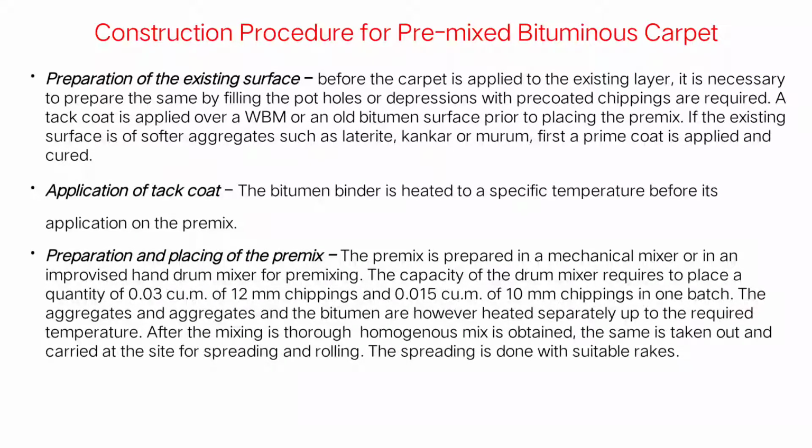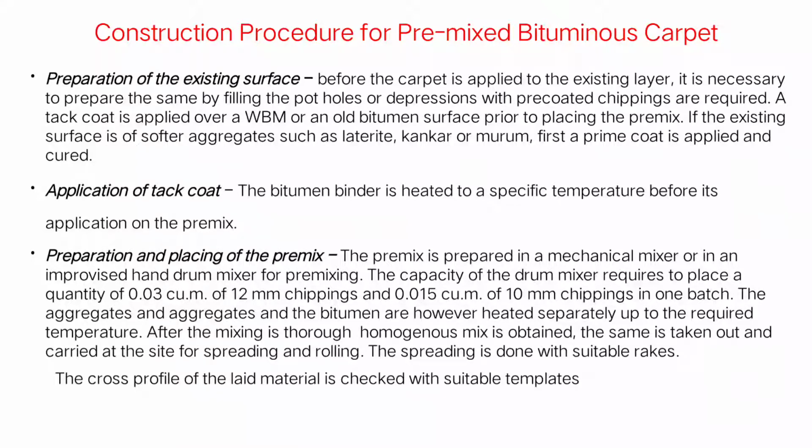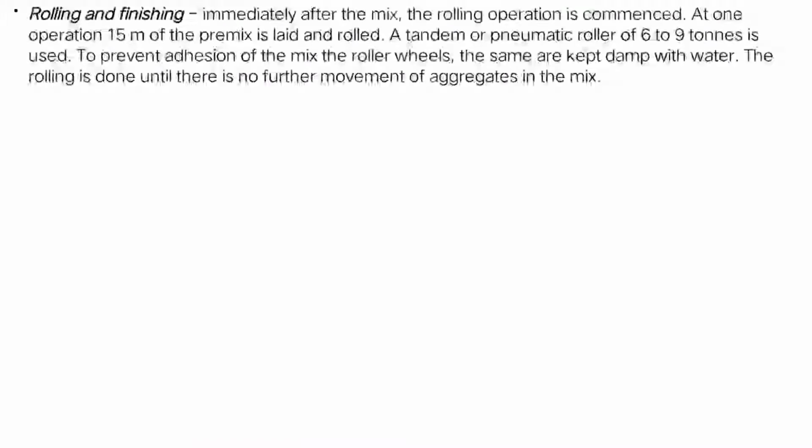The capacity of the drum mixer requires to place a quantity of 0.03 cubic meter of 12 mm chippings and 0.015 cubic meter of 10 mm chippings in one batch. The aggregates and the bitumen are heated separately up to the required temperature. After the mixing is thorough and a homogeneous mix is obtained, it is taken out and carried to the side for spreading and rolling. The spreading is done with a suitable rake. The cross profile of the laid material is checked with suitable templates.